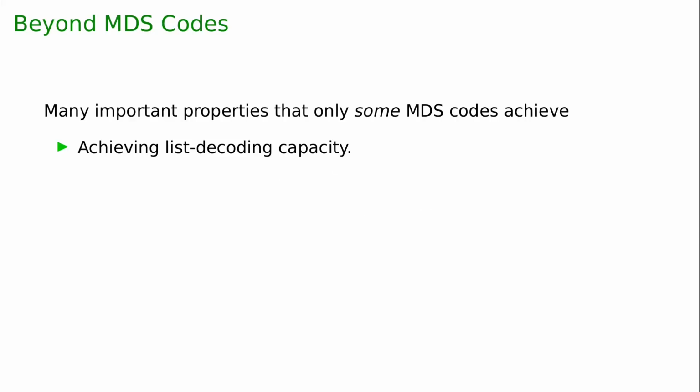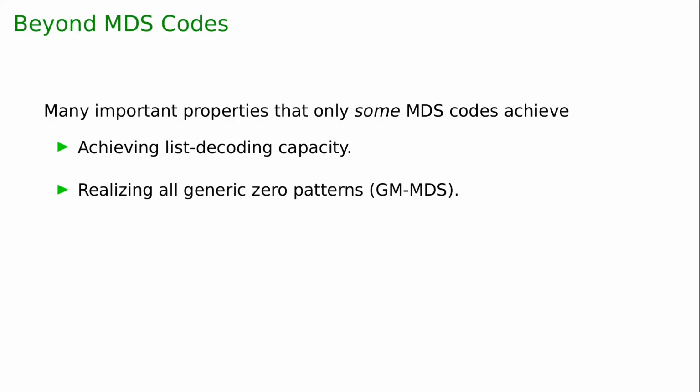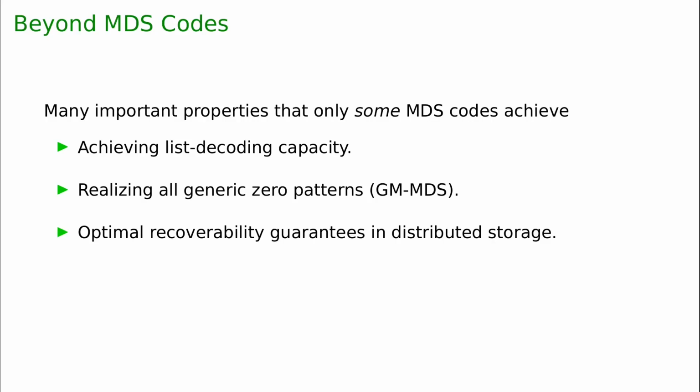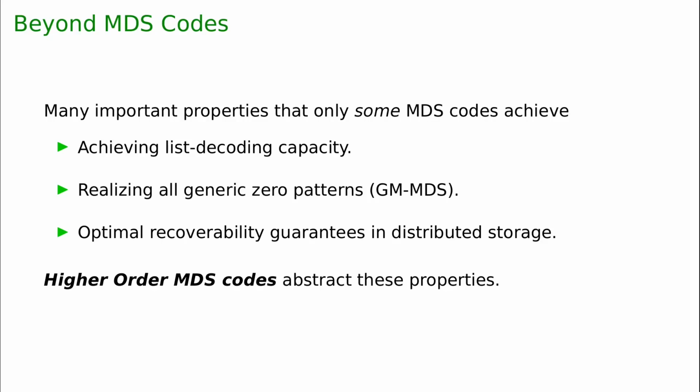In particular, in order to understand things like list decoding for MDS codes, we need to realize that only some MDS codes have these properties, including achieving list decoding capacity. Another property is realizing all generic zero patterns related to the GM-MDS theorem, which we'll explain soon, as well as having optimal recoverability guarantees in distributed storage. The notion of higher order MDS codes abstracts these properties, as we shall see.